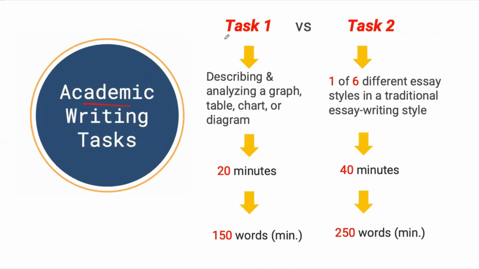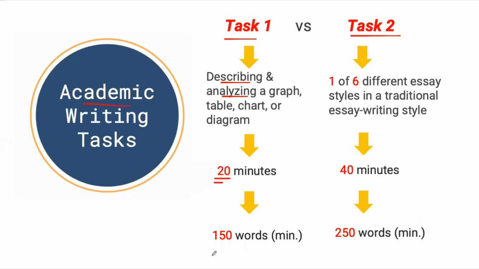Now, for the academic writing, we looked at the 2 tasks. I'm just going to show you a breakdown in terms of details and timing. So like we said, task 1 will have you describing and analyzing a graph, a table, a chart, or a diagram, and you should spend more or less 20 minutes on this. Now, you might be thinking that it's not enough time to fully describe and analyze something, but with a lot of practice and understanding how to best tackle this question type, 20 minutes is sufficient.